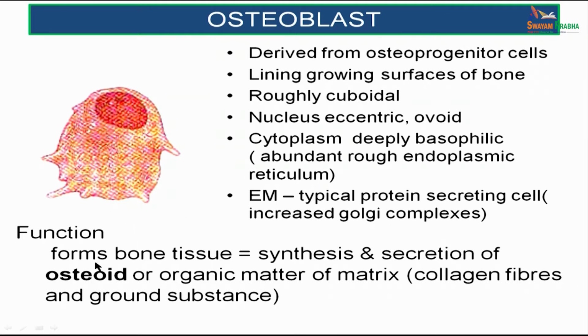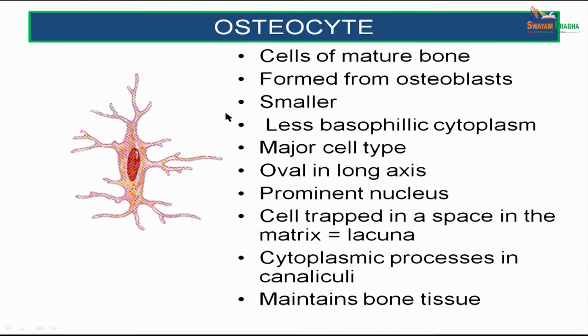Its function: it forms bone tissue, that is, synthesis and secretion of osteoid or organic matter of matrix, that is, collagen fibers and ground substance. Next, we have the osteocyte. It is the mature cell of bone. They are formed from osteoblasts. They are slightly smaller in size. They are less basophilic, but they are the main cell type which is found in bone, osteocytes.